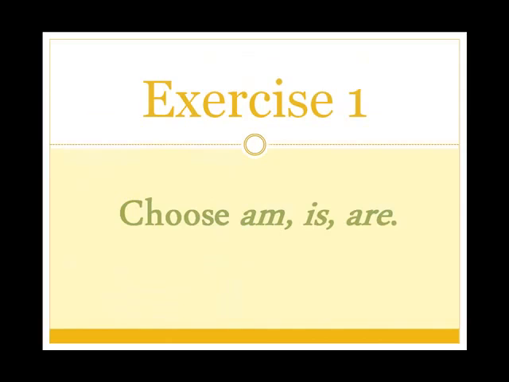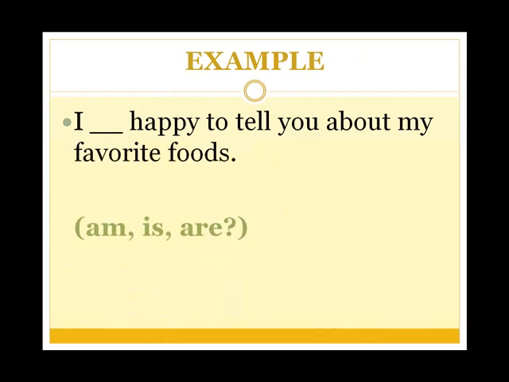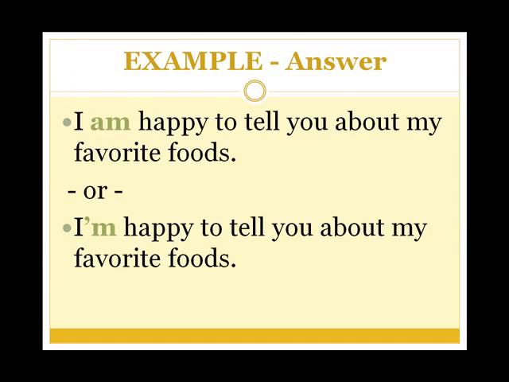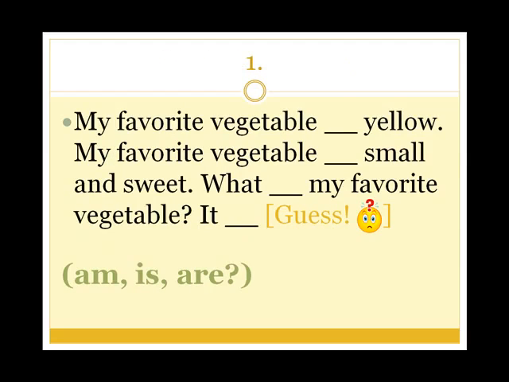Exercise 1. Choose am, is, or are. Example: we read the statement and we need a form of be. Which form goes after I? Listen and you'll hear the answer. I'm happy to tell you about my favorite foods. Answer: I am happy or I'm happy to tell you about my favorite foods. Number 1. Use forms of be to complete this statement. If you need more time, use the pause button.